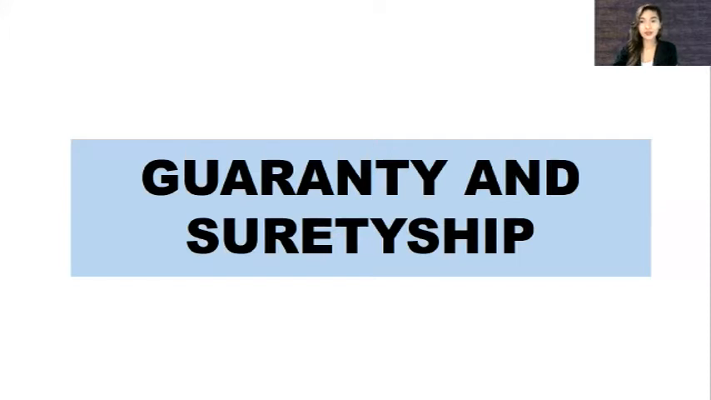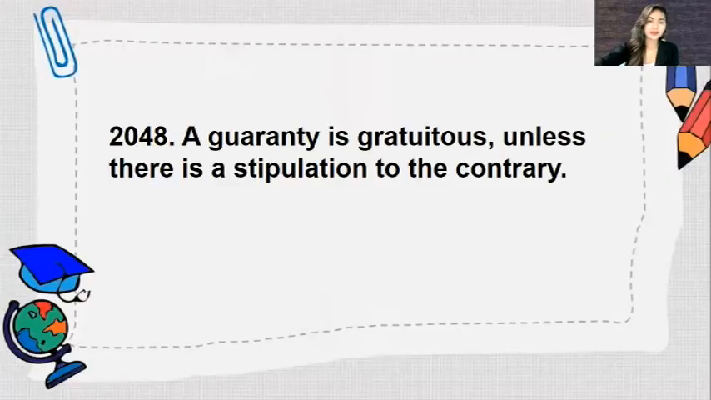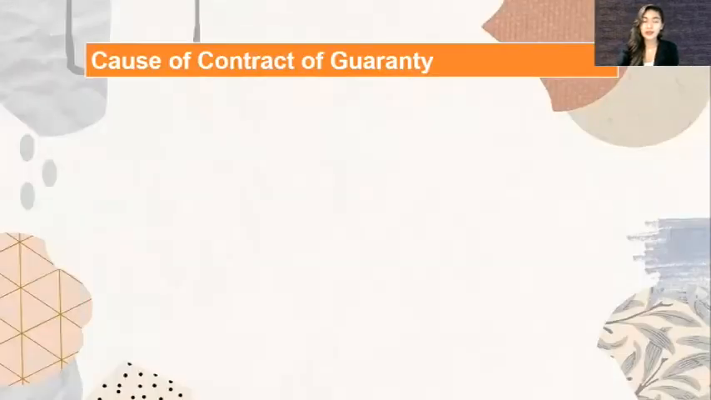So to continue the report, we will be discussing Article 2048. A guarantee is gratuitous unless there is a stipulation to the contrary. Generally, a guarantee is gratuitous. It is onerous only when there is a stipulation to the contrary.